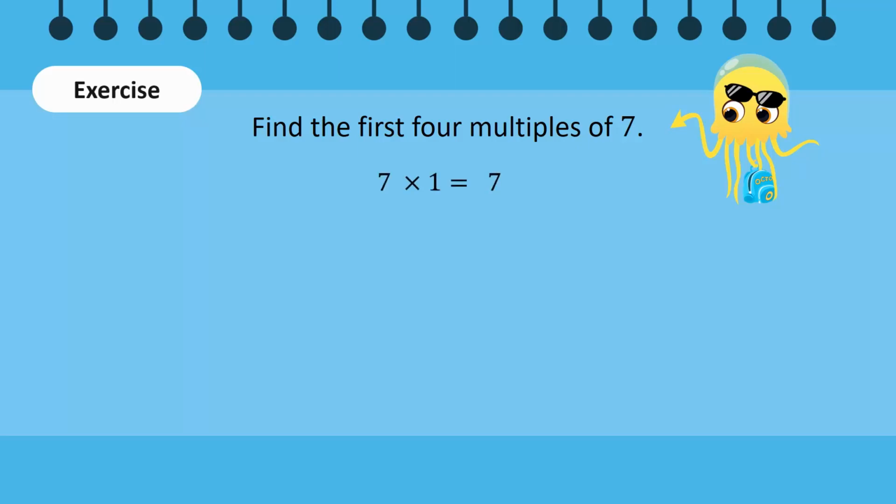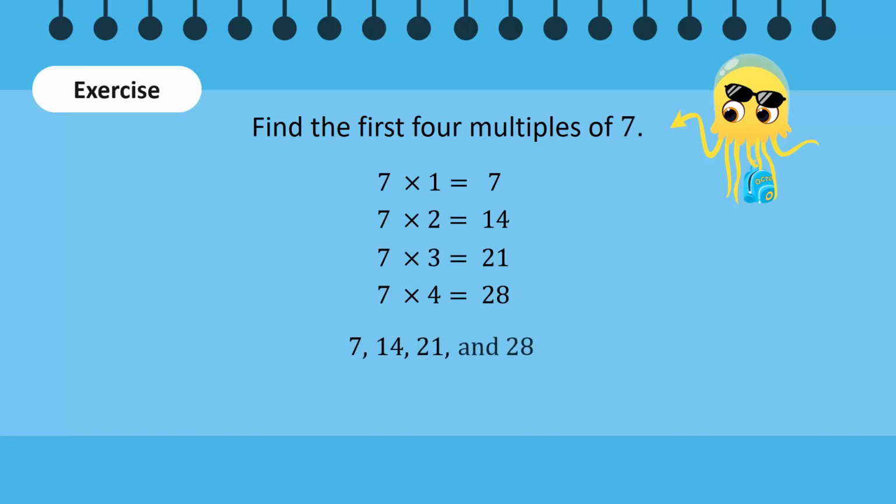7 times 1 is 7. 7 times 2 is 14. 7 times 3 is 21. And 7 times 4 is 28. Thus, the first 4 multiples of 7 are 7, 14, 21, and 28, which is basically recalling 7's multiplication table.